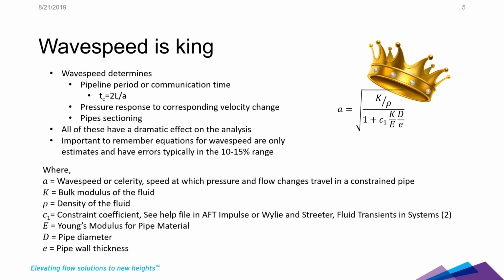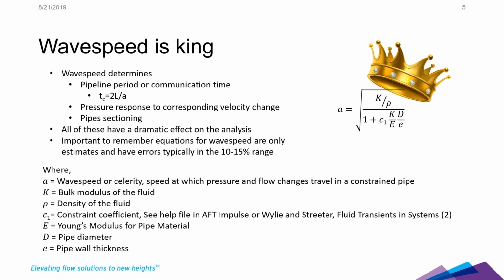And then I define all of the terms for wave speed under there. So you can go through those real quick. A is wave speed. More specific definition is speed at which pressure and flow changes travel in a constrained pipe. So each of your pipes is going to have a different wave speed because each of your pipes might have a different diameter. Each of your pipes might have a different thickness. They might be made out of different materials. So keep that in mind when you're modeling your system, don't just assume everything's steel.